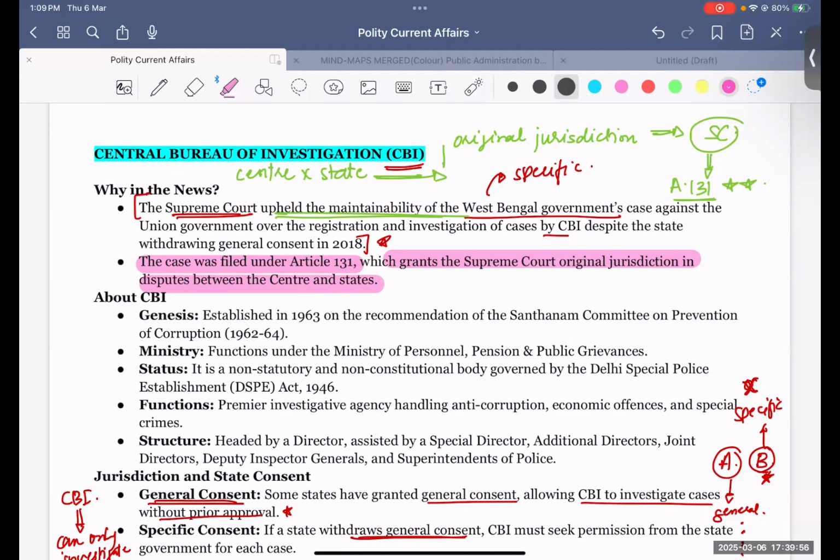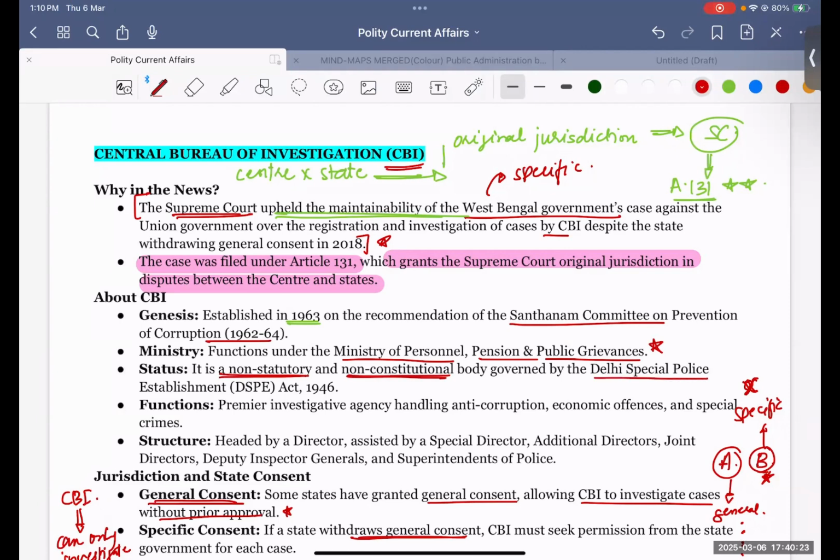Now about the CBI. The CBI was established in 1963 on the recommendation of the Santhanam Committee on Prevention of Corruption. Under which ministry? It functions under the Ministry of Personnel, Pension and Public Grievances. But it is not a statutory body. It is non-statutory. It is a non-constitutional body. It is governed by the DSPE, which is the Delhi Special Police Establishment Act. Okay, very important. It is not statutory. It is not constitutional, but it is governed by the DSPE Act.